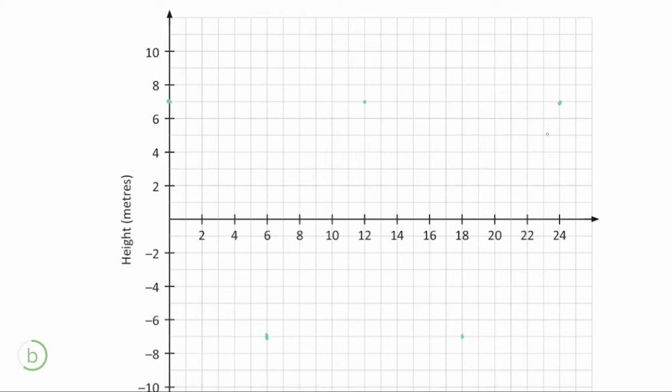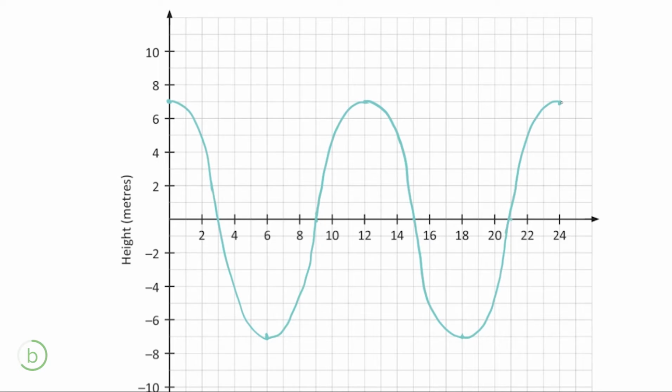And then all we have to do is join these points together in the shape of a cos function, and we have answered the question. Okay, so it should look something like that. As it said, just to sketch, it doesn't need to be very perfect. It just needs to have the right shape of a cos function.